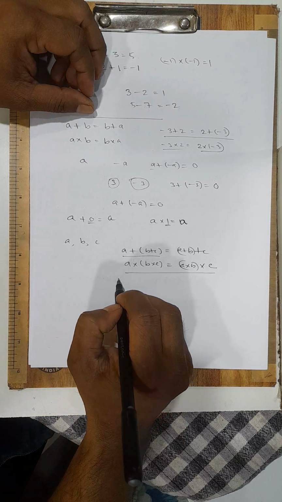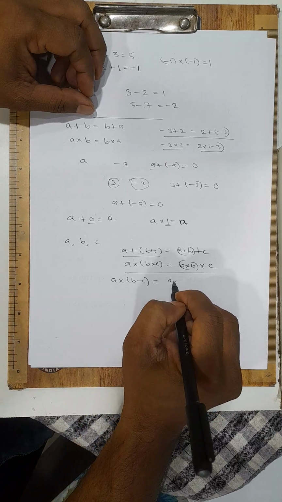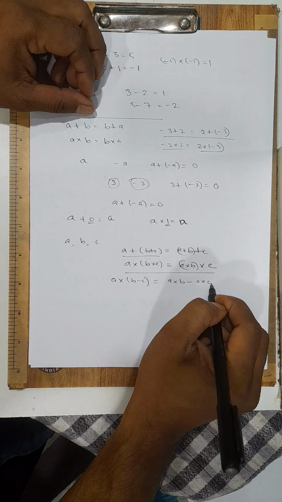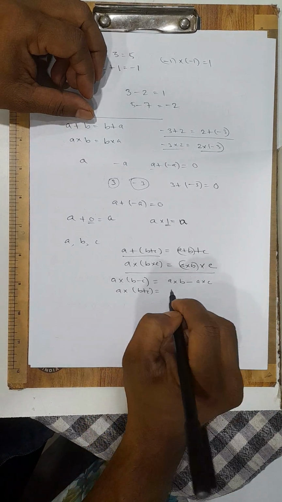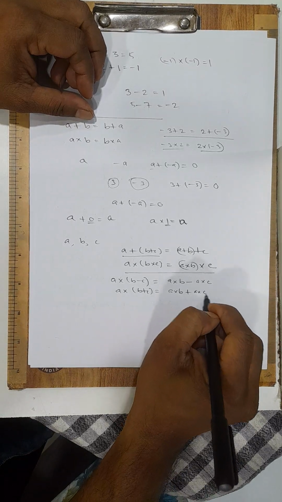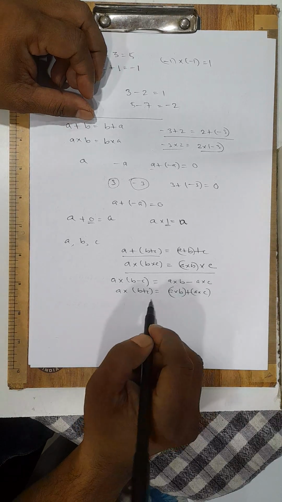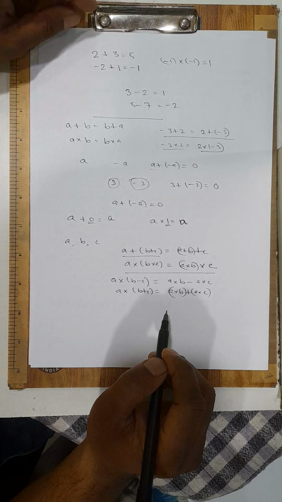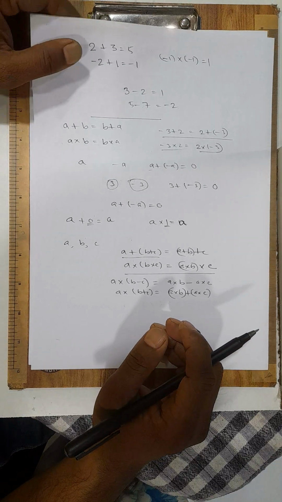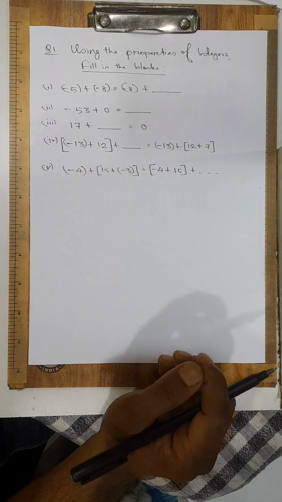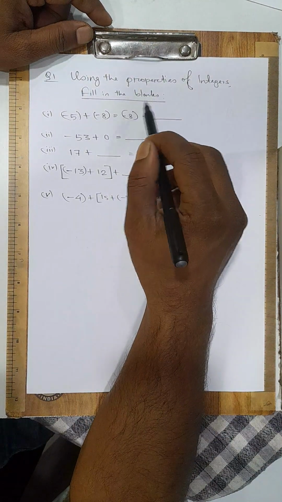Similarly, you will find that a multiplied by b minus c equal to a multiplied by b minus a multiplied by c. This is called distributive property. a multiplied by b plus c equal to a multiplied by b plus a multiplied by c, right? So multiplication is distributed over b and c, distributive property. So these are the properties of integers. Now using these properties we will try to solve a few sums here. So let's first come to question number 1. Using the properties of integers, fill in the blanks.